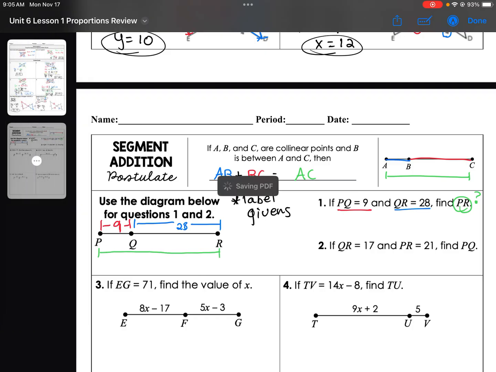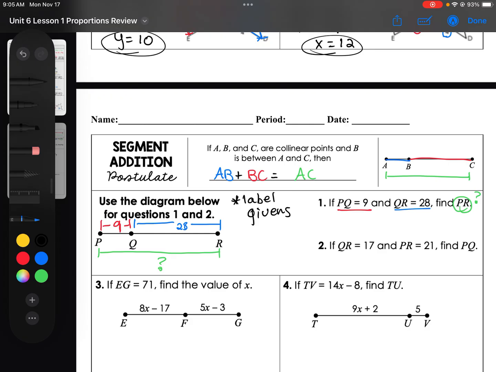Okay, so we don't know what that is. So easily to do that, we're going to add them together. It's going to be 9 plus 28. 9 plus 28 gives us 37. That's the total length of PR.